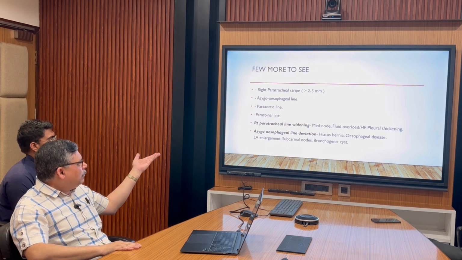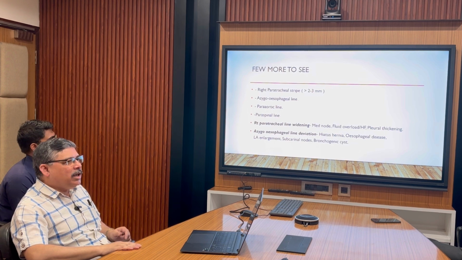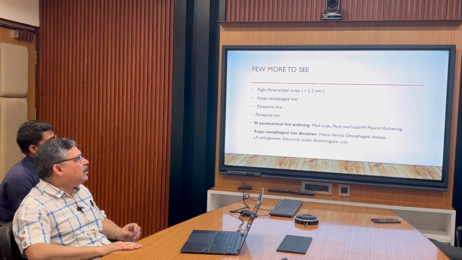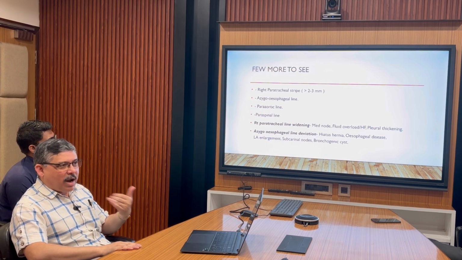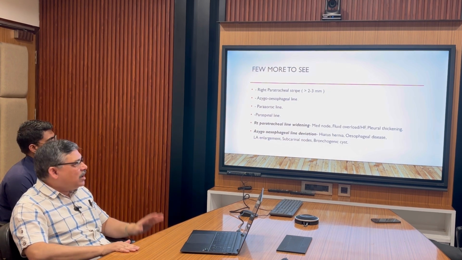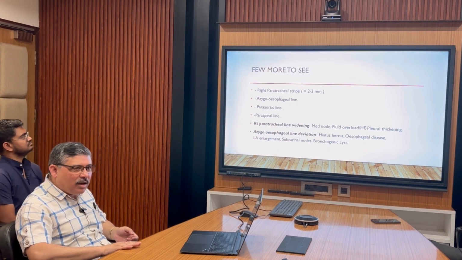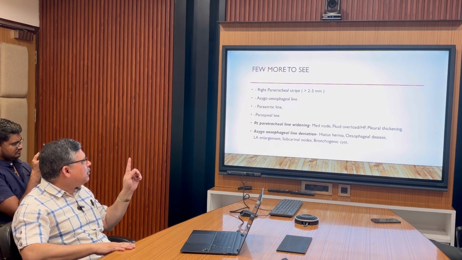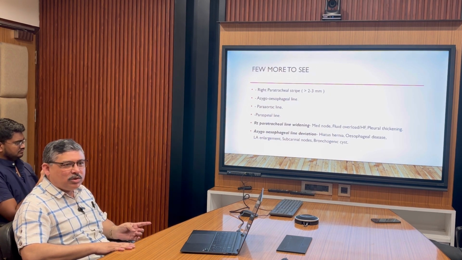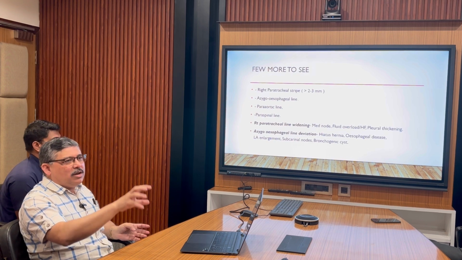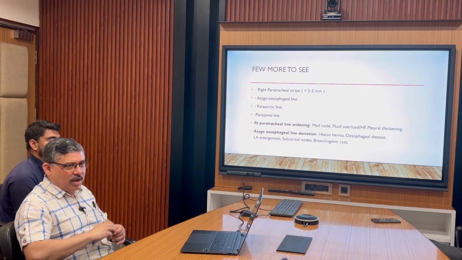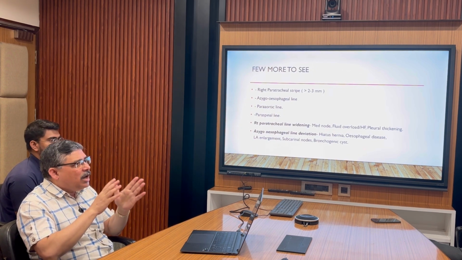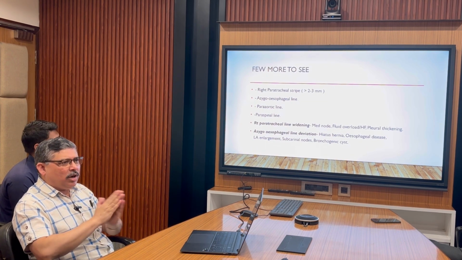A few of the causes of right paratracheal line widening are mediastinal nodes, fluid overload in heart failure, and pleural thickening in the medial part. If there is mediastinal pleural thickening, then you will find right paratracheal line widening. The right paratracheal line is a very important structure which you should be able to see, because it will give you a fair idea about the mediastinal structures. Anything in the mediastinum will cause a widening of the right paratracheal line. The left paratracheal line is not really very important, not very well delineated.